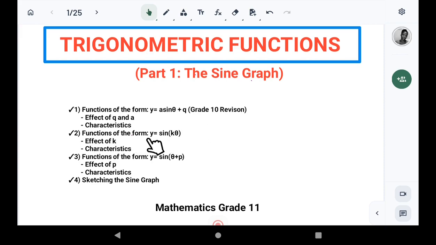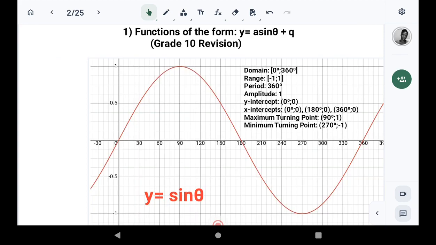Number 2, we're going to look at functions of the form y equals sine k theta. Number 3, functions of the form y equals sine in brackets theta plus p. And lastly, we're going to look at how you sketch different graphs of the sine function. We have a lot to cover, so let's start.